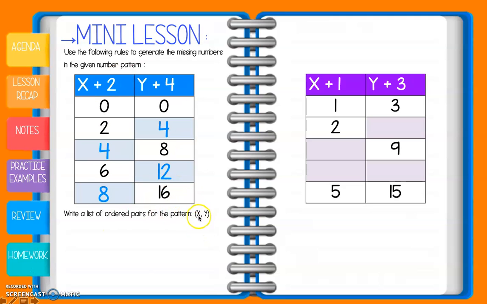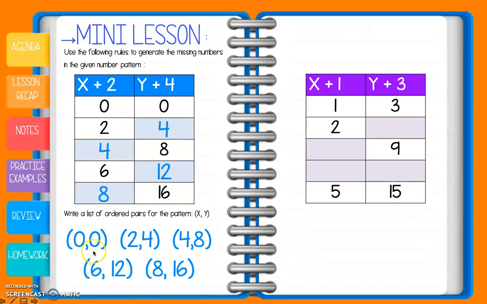And remember, we want our x first and our y second. So my first ordered pair is going to be a 0, 0. Then I have a 2 and a 4. 2 is my x, 4 is my y. Then I have a 4 and an 8. 4 is my x, 8 is my y. Then we have 6 and 12. 6 is my x, 12 is my y. And then 8 and 16, where 8 is my x and 16 is the y.